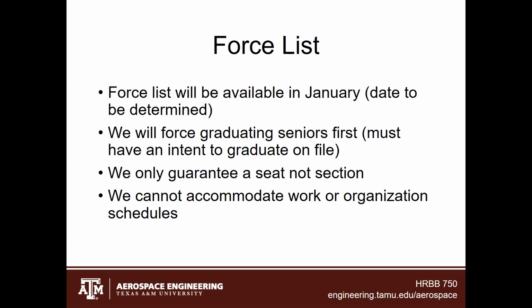Those were due in July, okay? So if you're graduating in 2020 and we don't have an intent to graduate from you, we need that ASAP, all right? We only guarantee you a seat. We can't guarantee you a section, all right? So if there's multiple sections and there is one section you want, if we don't have any room, I cannot put you in that section. I only can guarantee you a seat, all right?